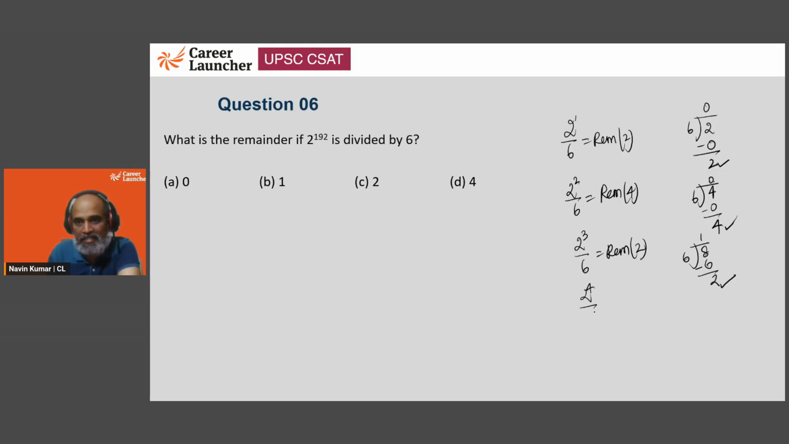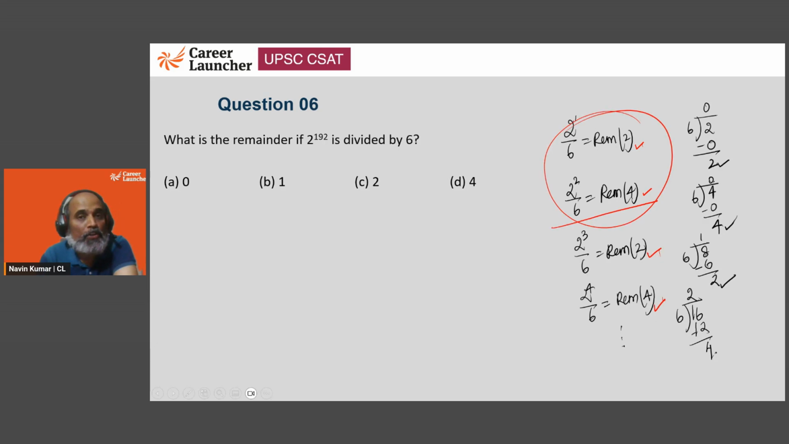2 to the power 4, 16 when divided by 6, the remainder will be 4. So if we take 16 and divide it by 6, sorry, 6 into 2, 12, 16 minus 12 is 4. And this will continue. If you look at the pattern, the answer is 2, 4. It's again 2. It's again 4. So that means the answer is going to be 2 or 4, one of these two. Now, that is one cyclicity. That's one cycle that is happening. 2, 4, 2, 4, 2, 4.